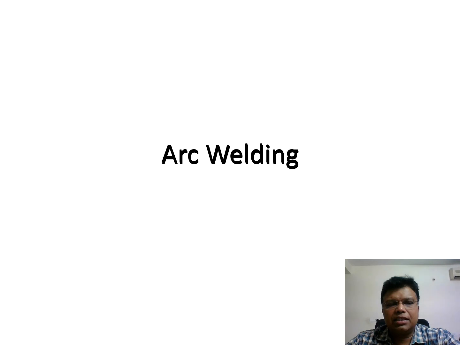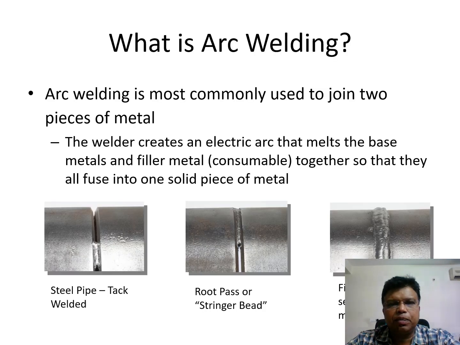So moving on to the next type of welding, arc welding. This is one of the basic types of welding. So what is arc welding? It is basically a welding process that is primarily used to join 2 pieces of metal. Here the welder creates an electric arc that melts the base metal, and we use a filler metal, which is a consumable metal, and this fuses the solid pieces of metal into one piece.